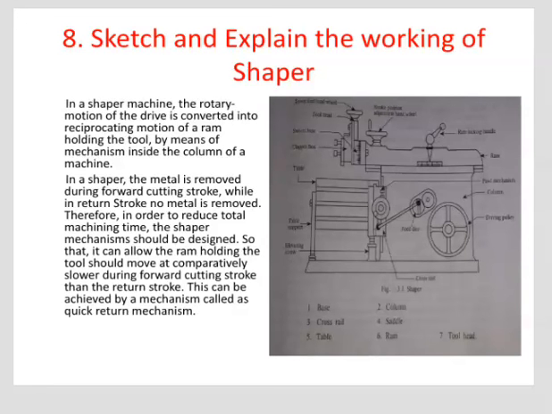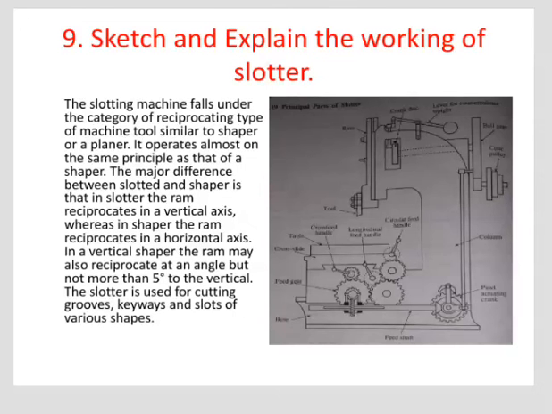This can be achieved by a mechanism called a quick return mechanism. The quick return mechanism of a machine can be obtained by the following methods: crank and slotted link mechanism, Whitworth quick return mechanism, hydraulic shaper mechanism. Next is sketch and explain the working of slotter.